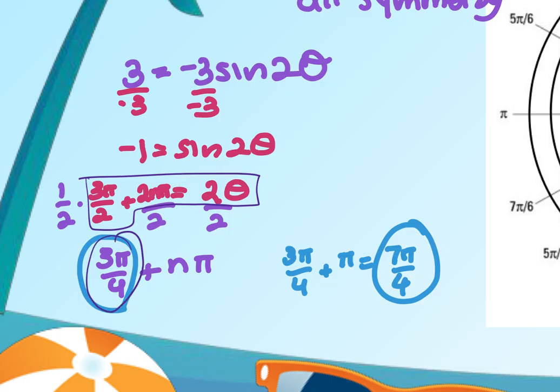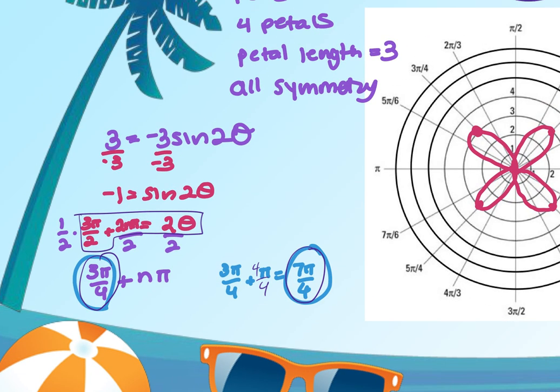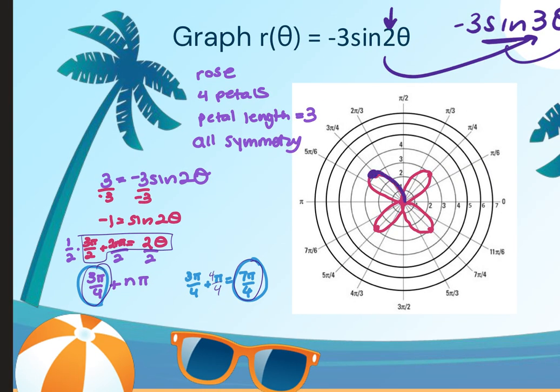And then we would add the intervals. So make n 1, meaning add pi. This becomes 4 pi over 4. And my second petal is 3 pi over 4. Once you get probably 2 petals, you should be able to use your symmetry to find the other one. So in this case, 1 was here and 1 was here, okay?